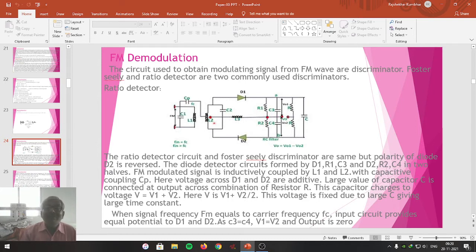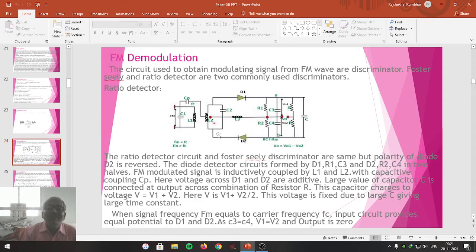The diode detector circuit formed by D1, R1, C3 in the upper half, and D2, R2, C4 in the lower half, forms the two halves of the ratio detector circuitry. The FM modulated signal is inductively coupled by L1 and L2, and it is represented here with the capacitive coupling Cp. So this is the capacitive coupler Cp.